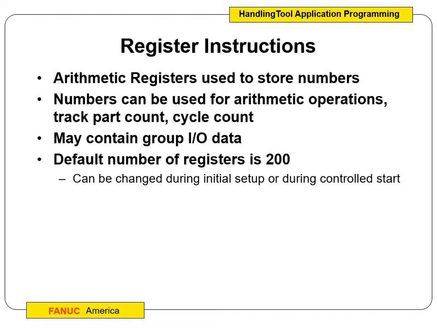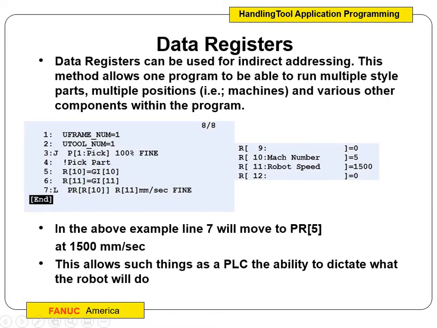All right, so the default number of registers is 200. We can change that during the initial setup with a controlled start. Okay. So when we go through this, let's start talking about the data registers now. You're familiar with position registers, right? We made our safe, or our home, and our maintenance, or our repair positions using our PR.